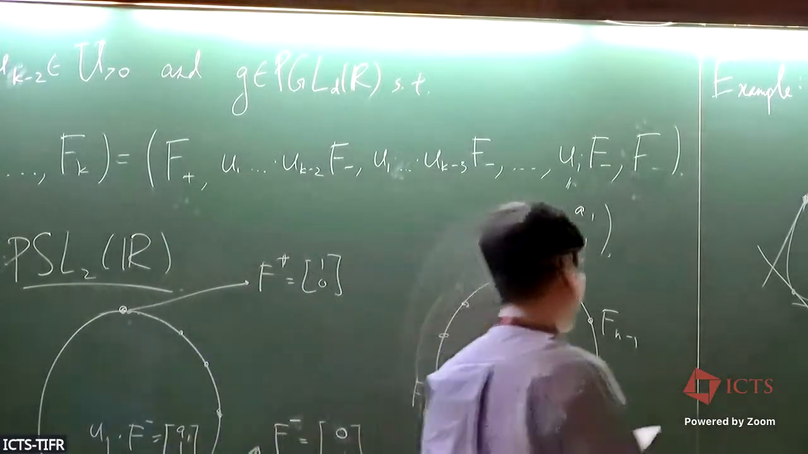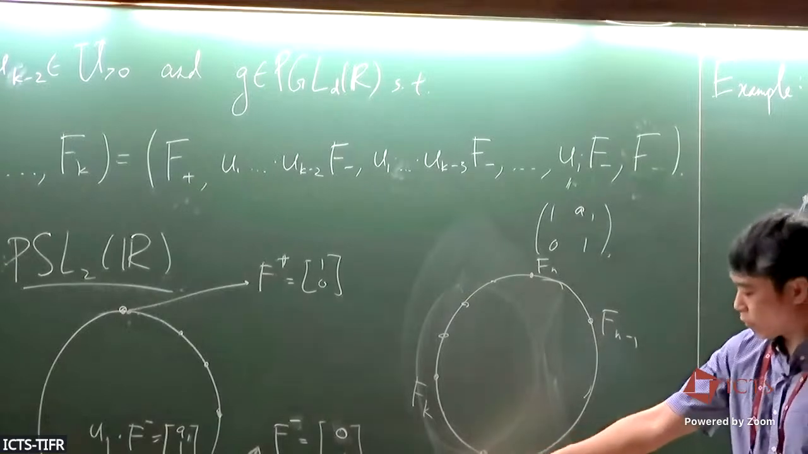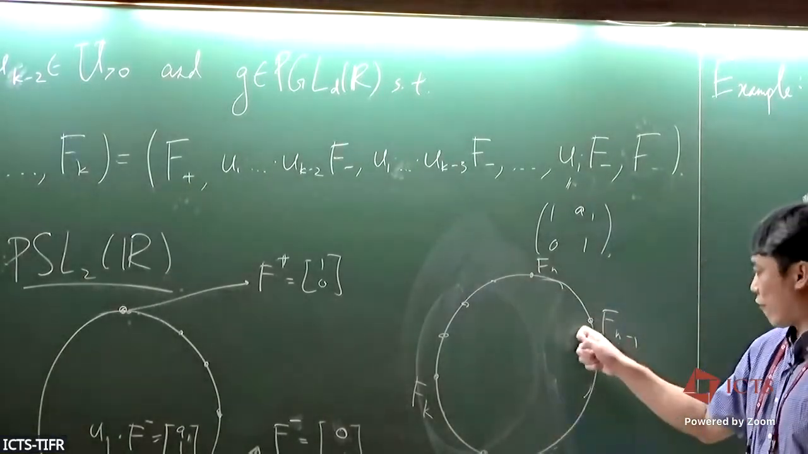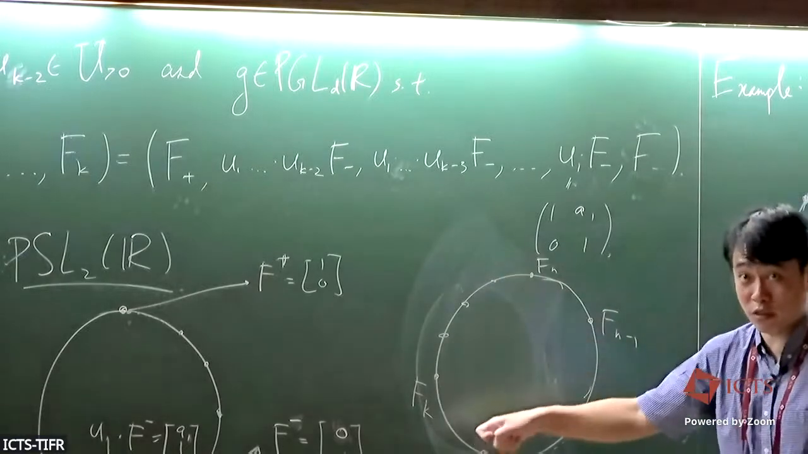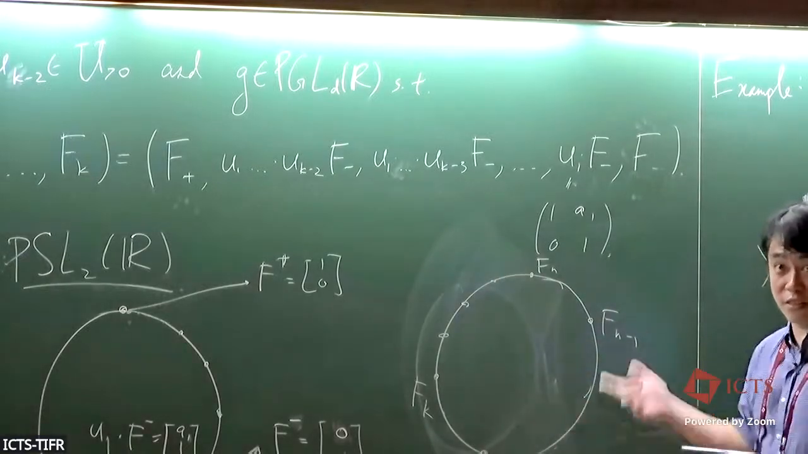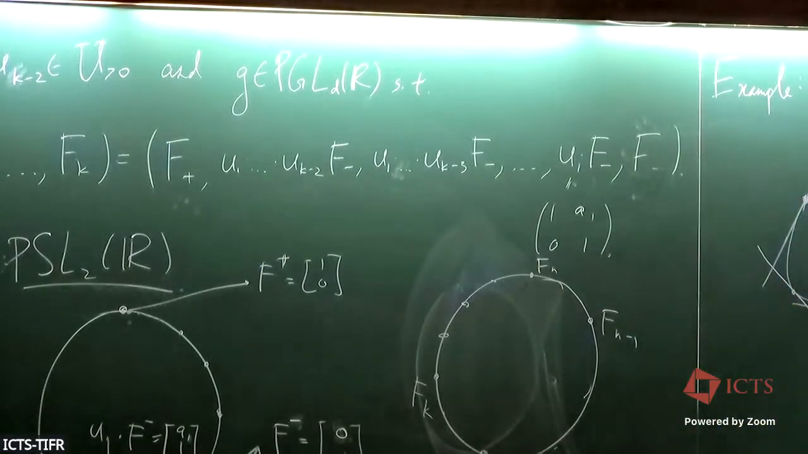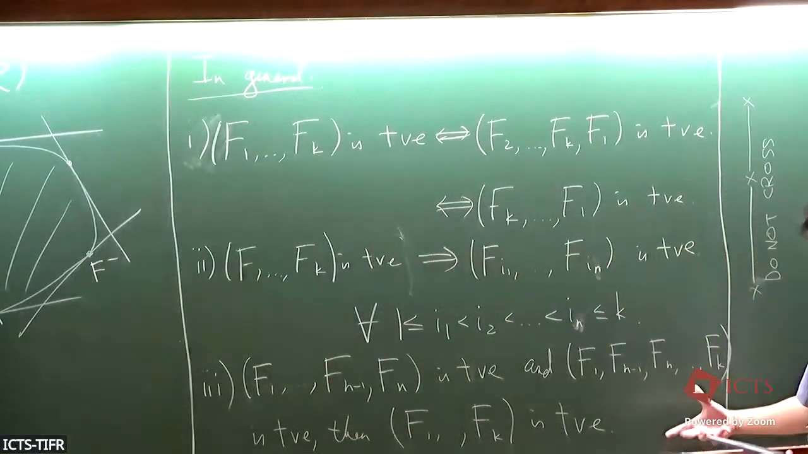So what this is saying is that if you have an original tuple of F1 to Fn that's positive, and you have another tuple that's F1, Fn minus 1, Fn, and so on to Fk that's positive, when you put them together, it's still positive. You can check that that's also true in this situation. But this property is true in general.